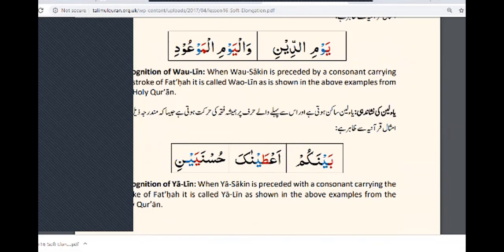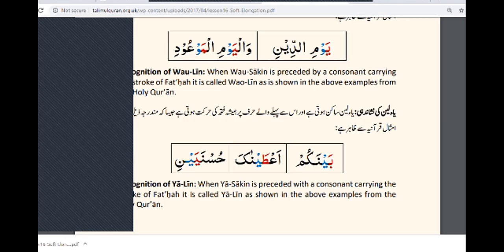For example, in the box here we have a ya, which is followed by a waw sakin, and the ya has a fatha, so that would be yaw. And the whole word here, let me just recite it for you. Yawmiddini. Okay, let's move on to the next box.